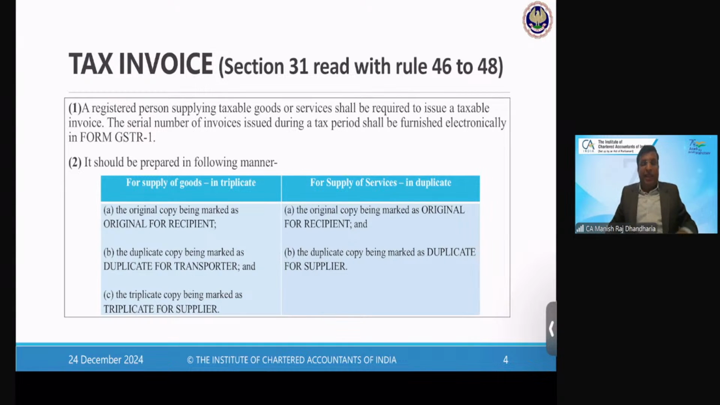Now there are different rules regarding preparation of a tax invoice. In case of supply of goods there is one rule, and in case of supply of services there is a different one. So let us first discuss the timeline for issue of tax invoice in case of supply of goods. Look, I'll be reading word by word. First, let us understand the concept.